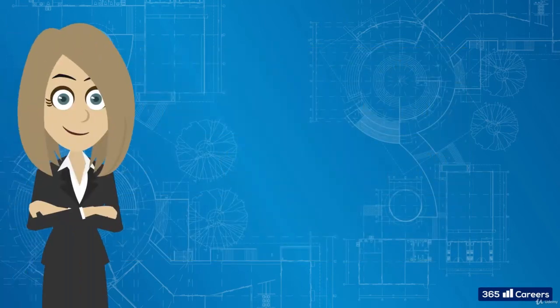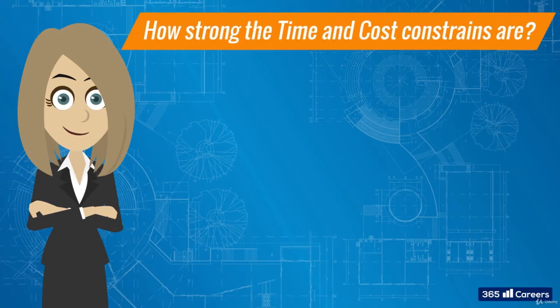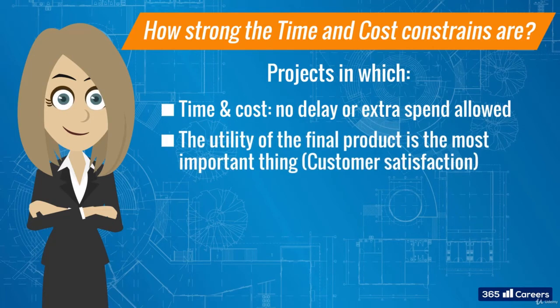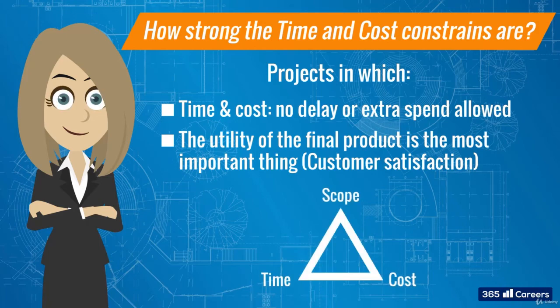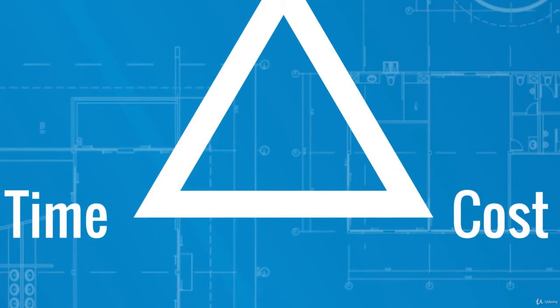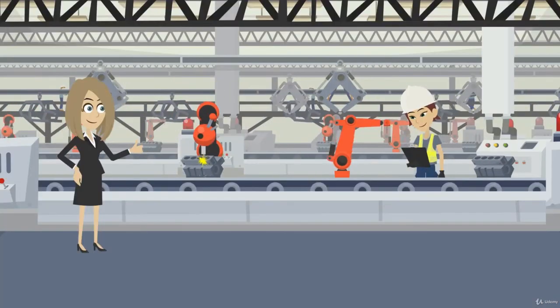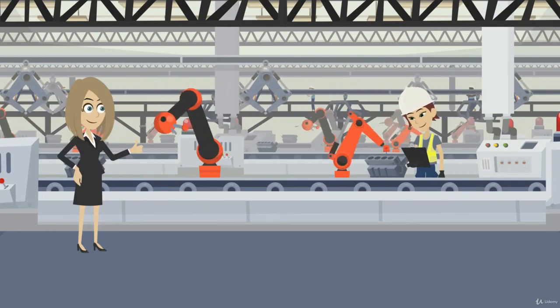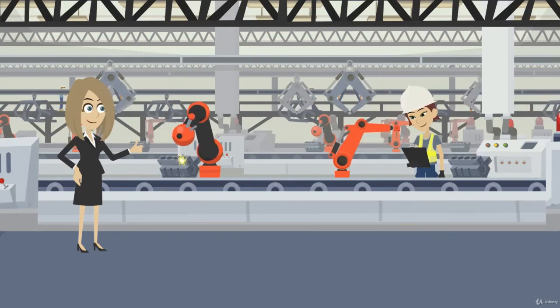Another good question you can ask yourself is how strong the time and cost constraints are. Projects in which time and cost, no delay or extra spend allowed. Projects in which the utility of the final product is the most important thing, customer satisfaction. In the case that the constraint is significant on either time or cost, you will need to do your best to define the requirements and ensure the limited resources will be enough. Waterfall would be more efficient in such cases as it's generally faster, with the team able to build good momentum working without interruption during the execution phase.